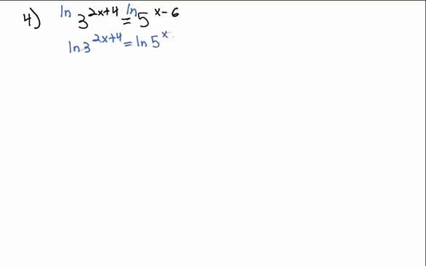These make great test type problems. 3 to the 2x plus 4 equals 5 to the x minus 6. Again, we want to get the variable out of the exponent. We cannot get the same base on both sides. So we'll solve by taking the natural log of both sides. Gives us the natural log of 3 to the 2x plus 4 equals the natural log of 5 to the x minus 6.